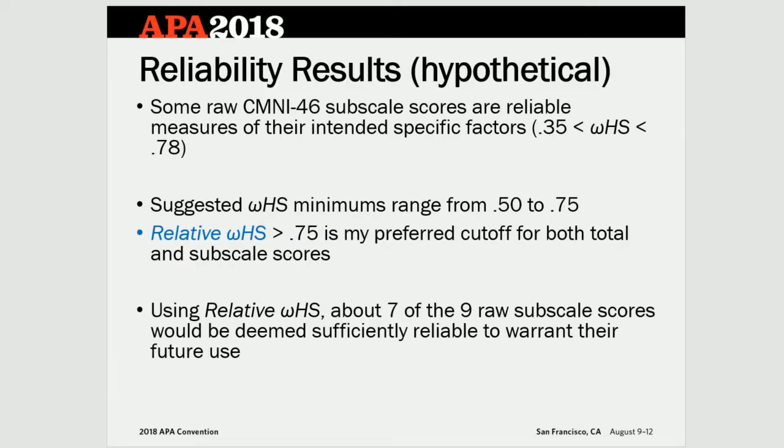Some raw CMNI subscale scores are reliable and some are not. They range from 0.35 to 0.78 on the omega hierarchical subscale coefficient. The suggested minimums, again, are 0.50 to 0.75. I like the relative omega hierarchical subscale, which takes overall reliability into account. And I like the criterion of 0.75 or above as a good cutoff. Using that cutoff, we found that about 7 of the 9 raw subscale scores would be deemed sufficiently reliable to warrant their future use.